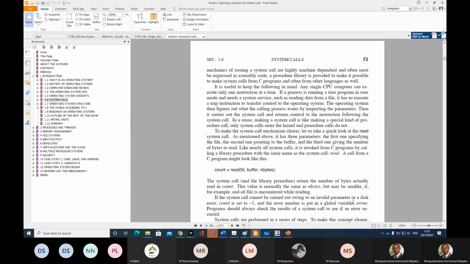Since the actual mechanics of issuing a system call are highly machine dependent, meaning a system call as it gets executed through an operating system on demand of a user interface program, of course, it still has to go all the way down to the physical hardware to execute. That's why we say it's highly machine dependent. So it depends on the machine. Whenever we speak about machine level, we are actually referring to low level, meaning hardware level. And this is the reason why system calls are mostly written in assembly language.